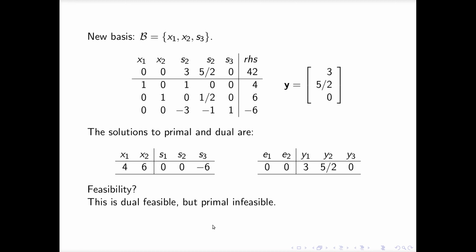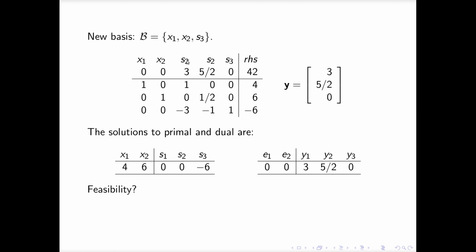Let's see. So what happens if I change the basis again to be x1, x2, and s3? That was really fast, wasn't it? Sorry about that. Okay, so that gives us this dual, which we pull off right here.